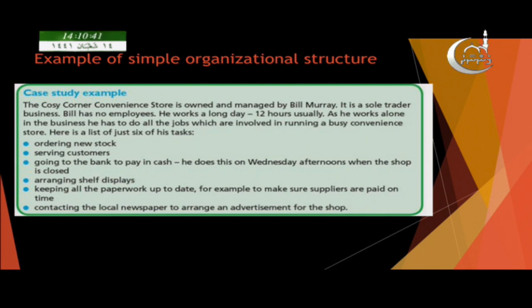The first one is ordering new stock, serving customers, going to the bank to pay in cash, that is also on a particular day in a week, arranging shelf display, then keeping all the paperwork up to date, then contacting the local newspaper. So in this type of organization, a sole trader, he is doing all the work by himself. For him, we don't need any structure or any roles and responsibilities given to other employees, as he is working himself.